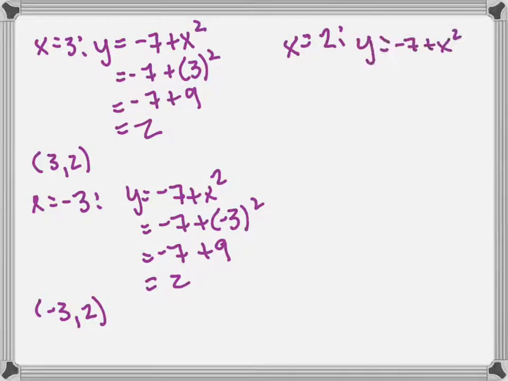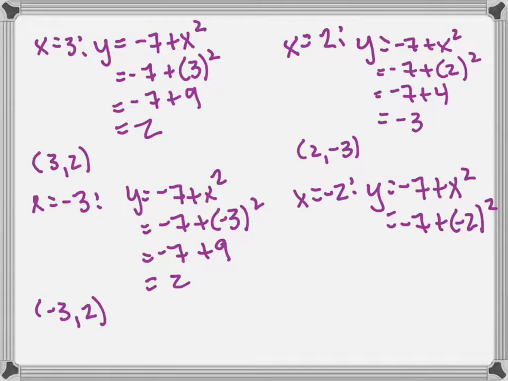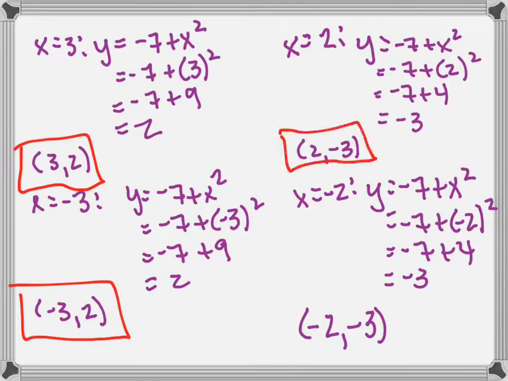If x is 2, we're going to use y equals -7 plus x squared again. Substituting in 2 for x, we get -7 plus 2 squared, or -7 plus 4, which is -3. So now we have the third solution, (2, -3). And our final x value was -2. Substituting in, we get y equals -7 plus (-2) in parentheses squared, or -7 plus 4, again -3. So our final solution is (-2, -3). So we have 4 solutions: (3, 2), (-3, 2), (2, -3), (-2, -3).